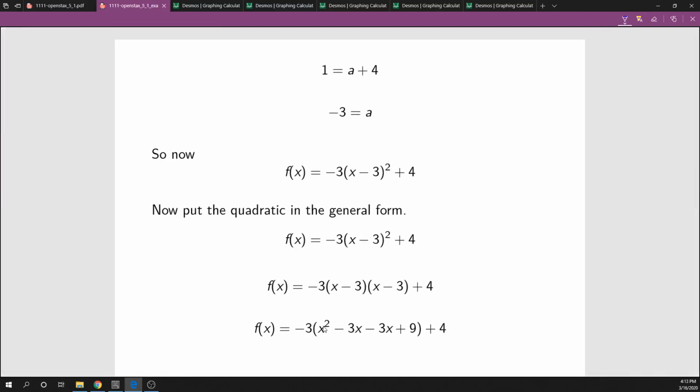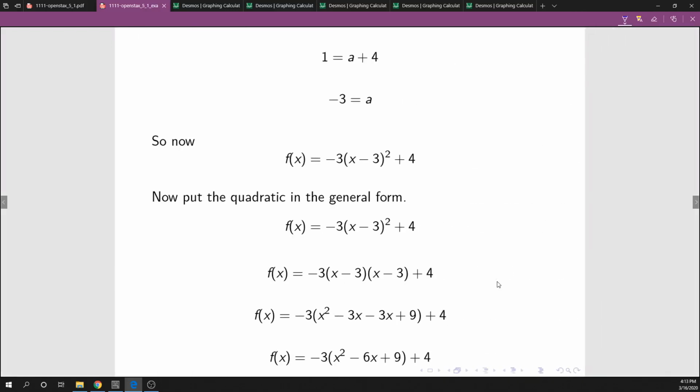X times x is x squared. X times -3 is minus 3x. Minus 3 times x is minus 3x. -3 times -3 is +9. Okay, and now I have some stuff in parentheses that I can combine. I can combine these two, so I'll have a minus 6x in there. Now, the inside of the parentheses, I can't do anything else.